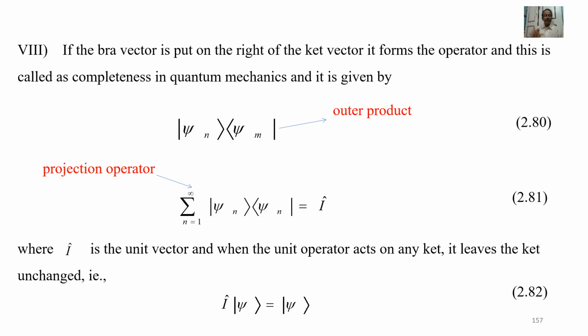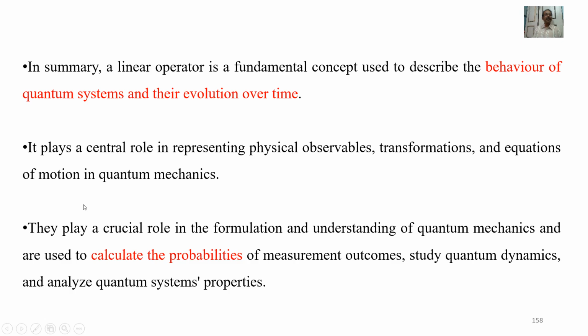So the identity operator I operating on psi will give us the same psi. In summary, a linear operator is a fundamental concept used to describe the behavior of quantum systems and their evolution over time. It plays a central role in representing physical observables, transformations, and equations of motion in quantum mechanics. They play a crucial role in the formulation and understanding of quantum mechanics and are used to calculate the probabilities of measurement outcomes, study quantum dynamics, and analyze quantum system properties.